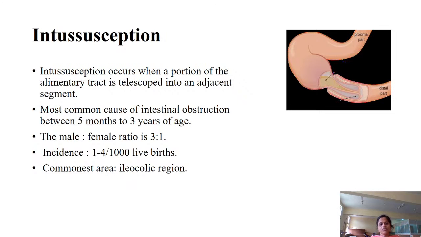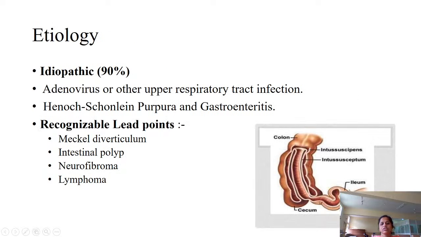There is a male to female ratio of 3 to 1. Incidence is 1 to 4 per 1000 live births. You can see here that it is getting telescoped. More commonly, you can see the ileum getting telescoped into the colon. Intussusceptum is the one that is going in, and intussuscipiens is the one that is receiving, into which the part of the bowel telescopes in.